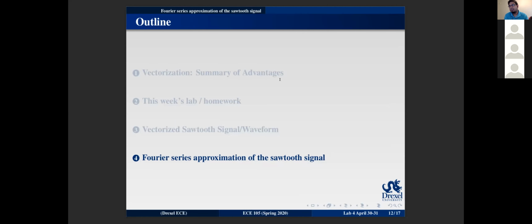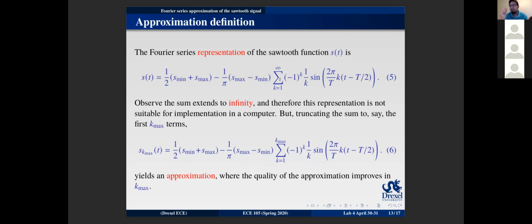To be very honest, this lab or this course is not about Fourier series, so I'm not going to focus much on it. But I'm going to introduce you to the equation that is a Fourier representation of a signal. Since we are specifically talking about a sawtooth waveform, the Fourier representation of a sawtooth function is given by this equation: half of S min plus S max, minus 1 over pi times S max minus S min, and then you have the summation. The only thing you need to note is that the limit of the sum goes up to infinity. Since we live in the real world and don't have a supercomputer at our disposal, we have to truncate that value from infinity to some value that is computable, right?